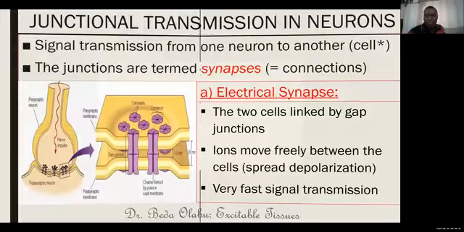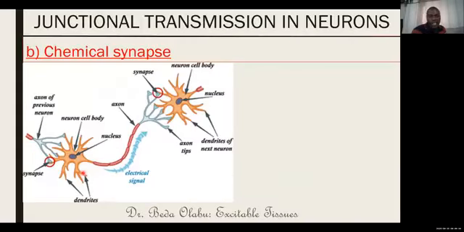How about the second type of junction transmission, which I'm calling the chemical synapse? There are things you need to understand about a chemical synapse. So look at this. This is an axon that has reached here, then synapses with this neuron, maybe via multiple points. So we start another neuron here.